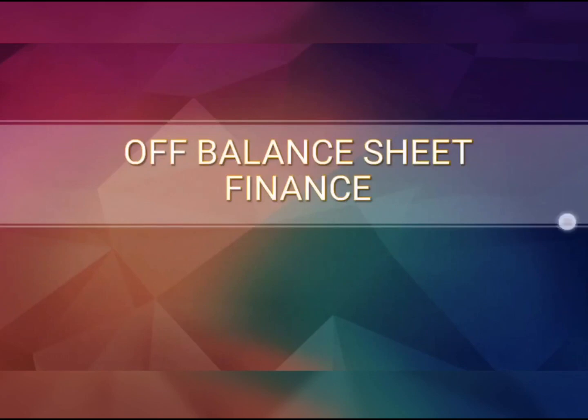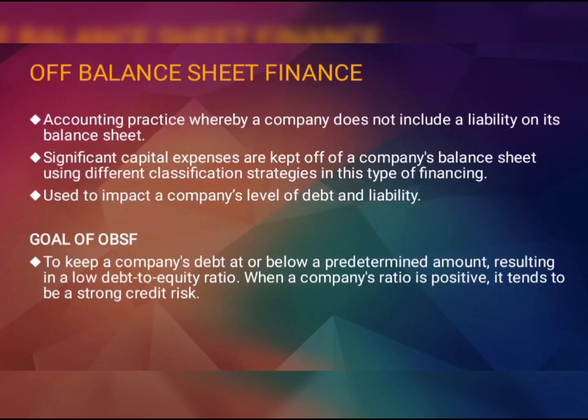Off-balance sheet finance is an accounting practice whereby a company does not include a liability on its balance sheet. Significant capital expenses are kept off a company's balance sheet using different classification strategies. This type of financing is used to impact a company's level of debt and liability. The goal of OBSF is to keep a company's debt at or below a predetermined amount, resulting in a low debt to equity ratio. When a company's ratio is low, it tends to be a strong credit risk.